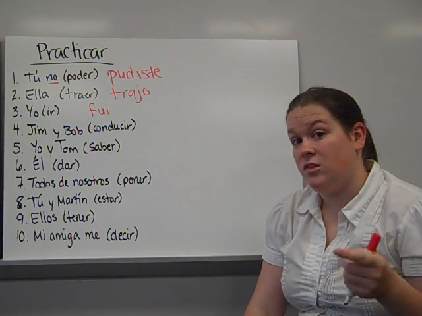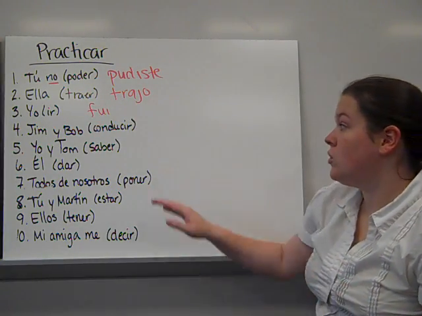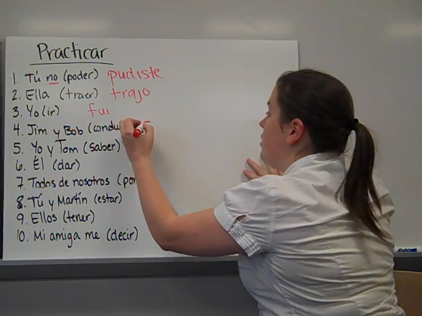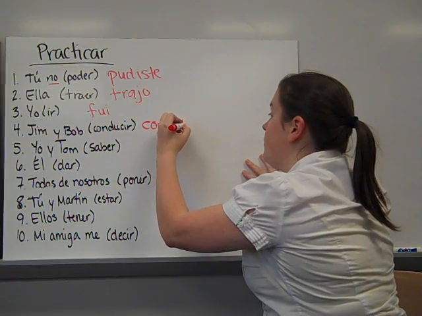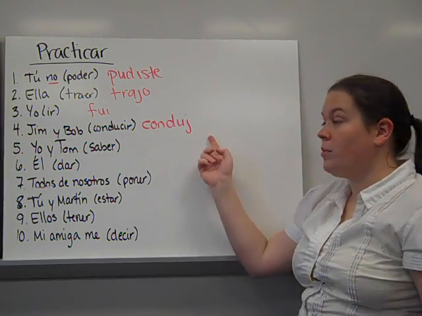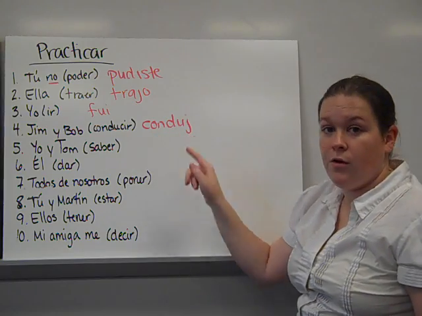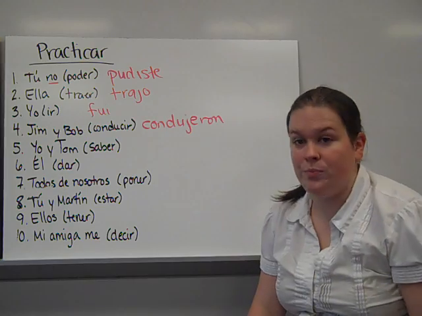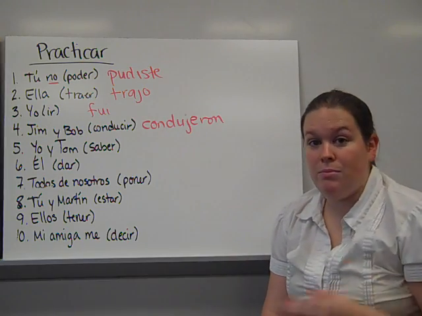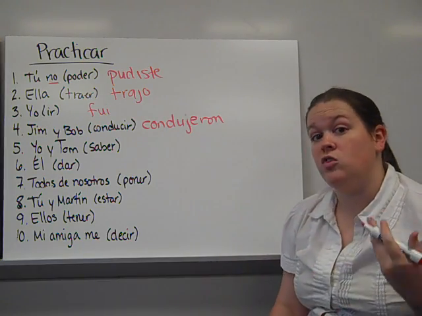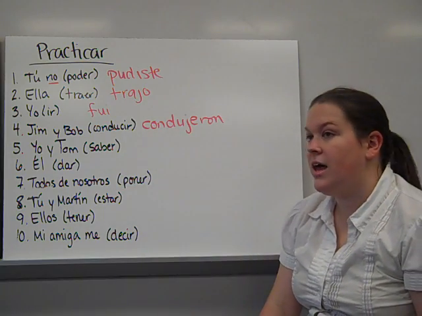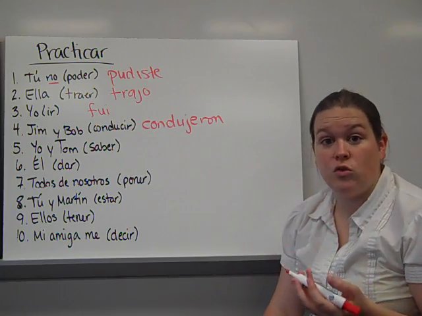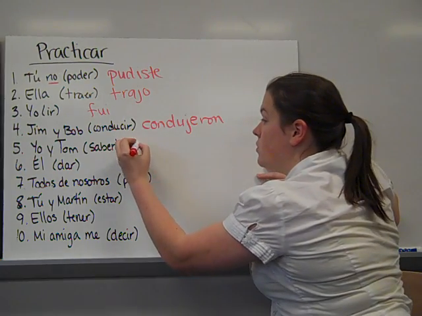Jim y Bob, we're talking about 2 guys, so ellos. Conducir, this is a J verb, so we would write condu as our stem. Now you would normally write ieron, but since this is a J verb, the ending is eron. Condujeron. Number 5, yo y Tom, me and Tom, so we. Subject is nosotros. Saber, that is a PS verb, so instead of S-A-B, it's going to be S-U-P, like soup. Supimos.